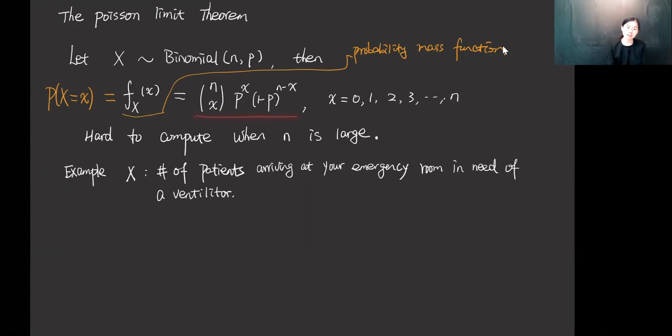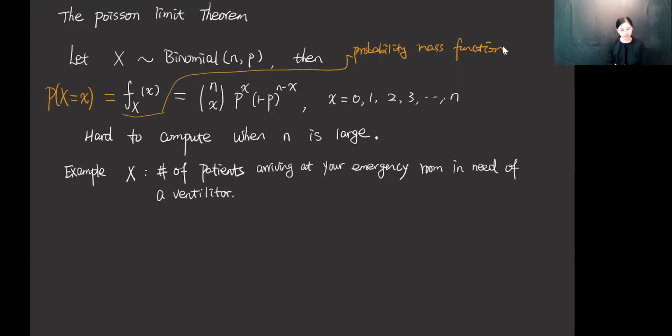This formula is not hard to write down. It's not very complicated. However, it can be really difficult to compute when n is very large. And in some situations, we encounter very large n's. The following is an example where we encounter a very large n. Suppose that you are appointed the director of a hospital, and you want to know how many ventilators to buy.